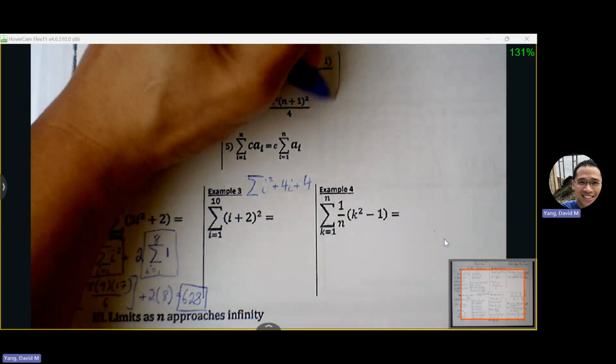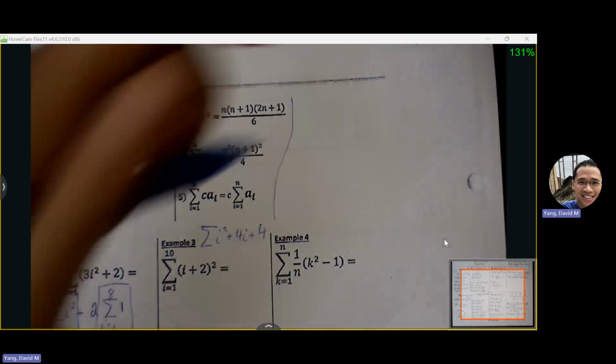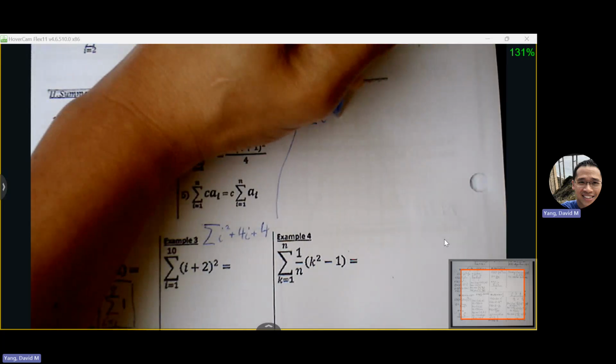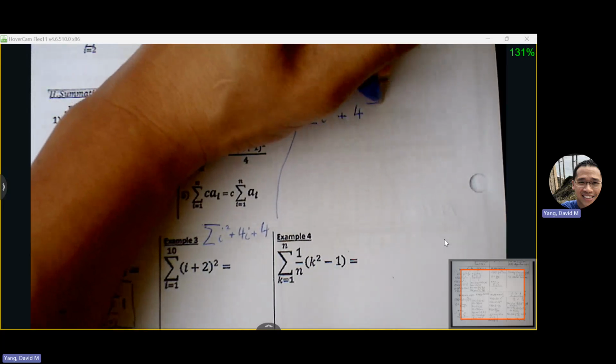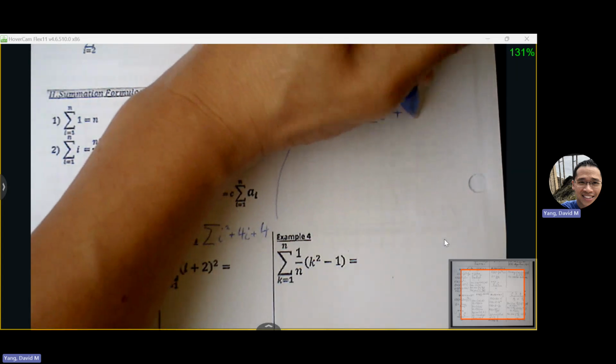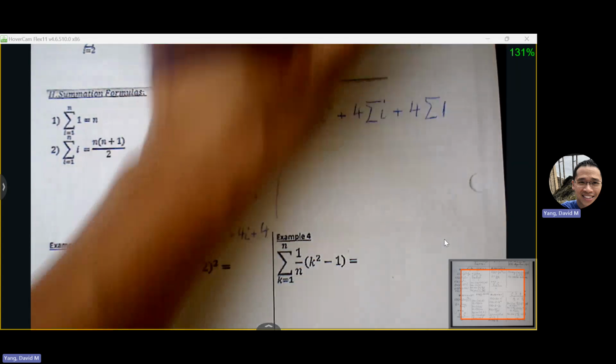Let me use a space above here because I might run out of room. So I'm going to say summation i squared. We have a rule for that. Plus pull the 4 out, summation i. I got a rule for summation i. And if I pull the 4 out for the last one, I also have a rule for summation 1.